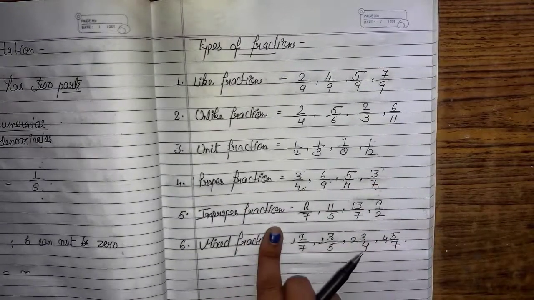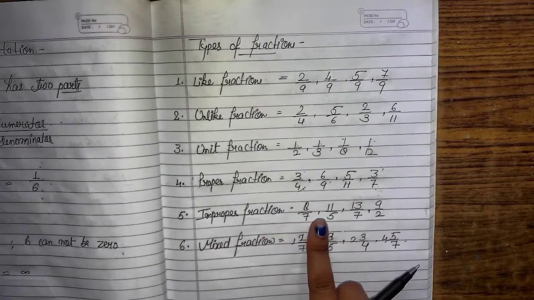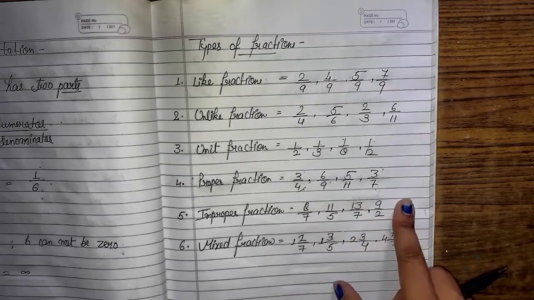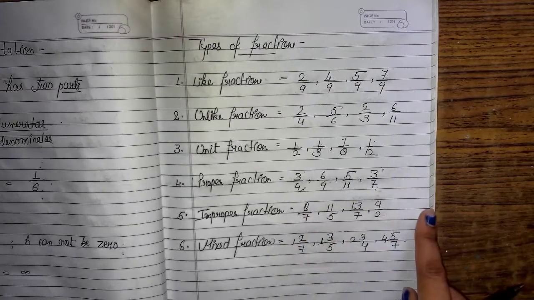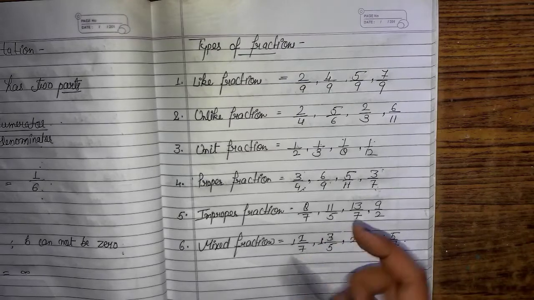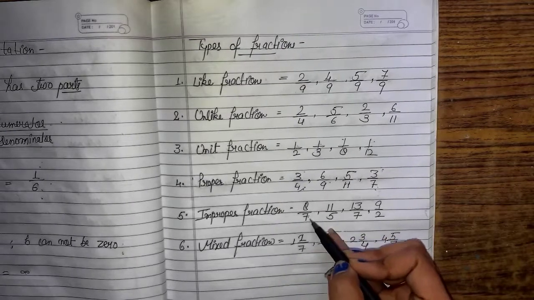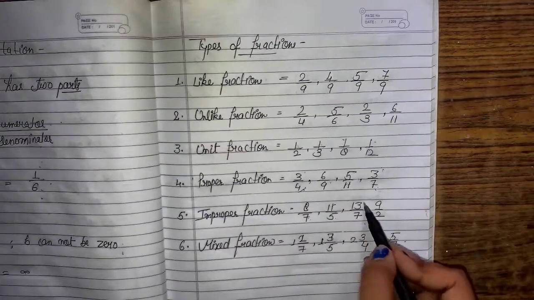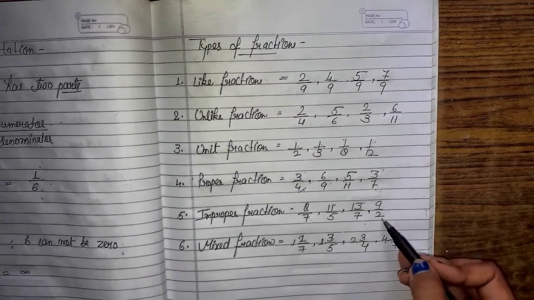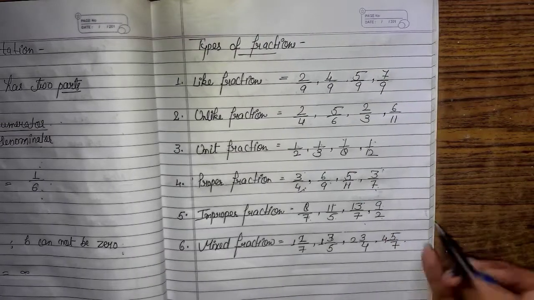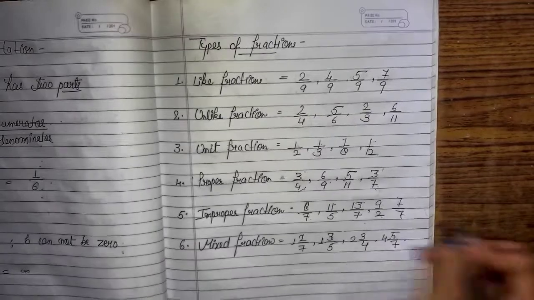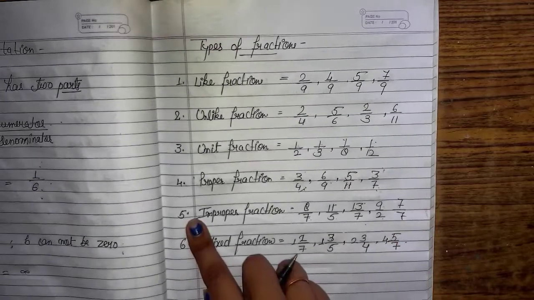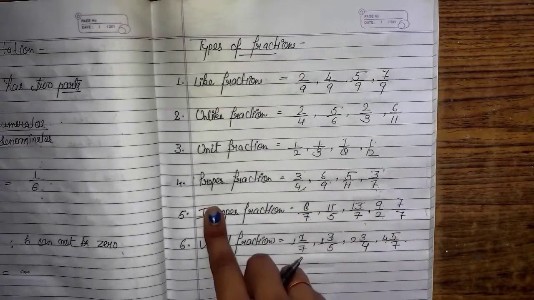Now improper fraction. A fraction whose numerator is greater than or equal to the denominator, like 8 upon 7, 8 is greater than 7, 11 upon 5, 11 is greater than 5, 13 upon 7, 13 is greater than 7, 9 upon 2, 9 is greater than 2, and 7 upon 7 can be an example. 7 and 7 are equal. So these are examples of improper fractions.